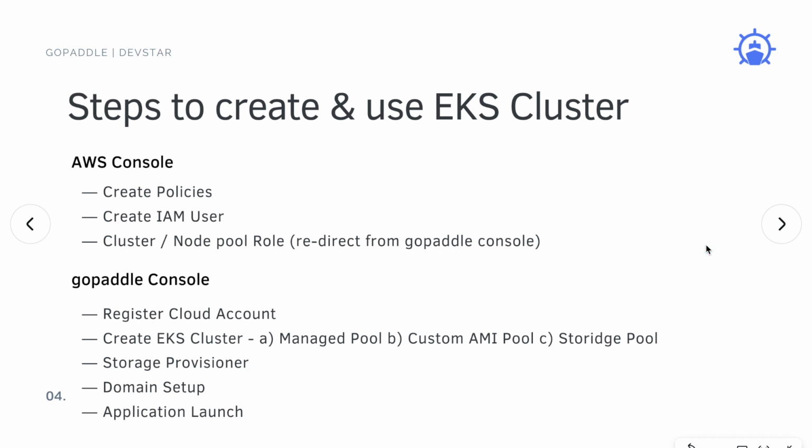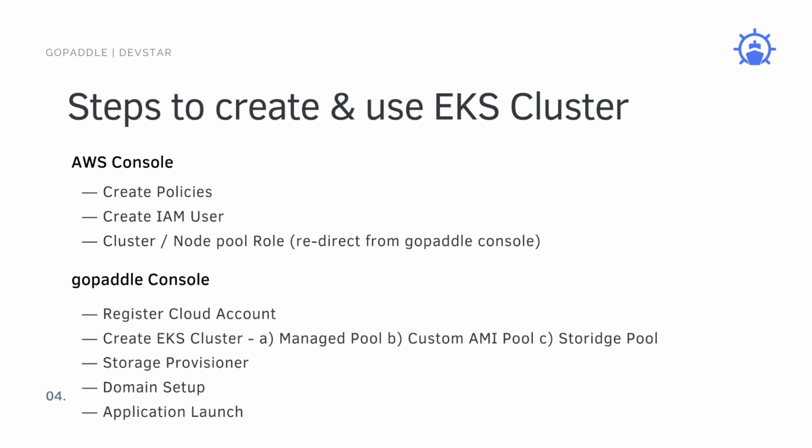Now let's take a look at the steps that are required in order to create an EKS cluster. We need to create a few IAM policies from AWS console. We need 3 different types of policies for 3 different types of node pools. Then we create an IAM user and assign these policies to this IAM user. From the gopaddle console, we'll register the cloud account using the IAM credentials and create an EKS cluster with 3 different types of node pools. A managed node pool is automatically created by EKS, a custom pool uses a custom AMI, and storage pool uses a custom AMI along with Storidge as the underlying storage management solution.